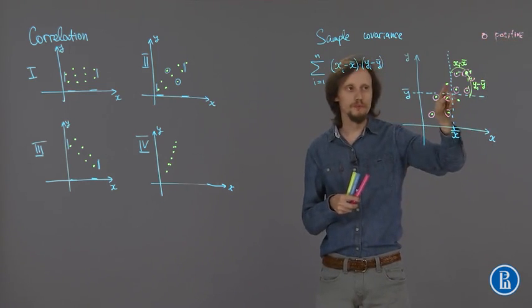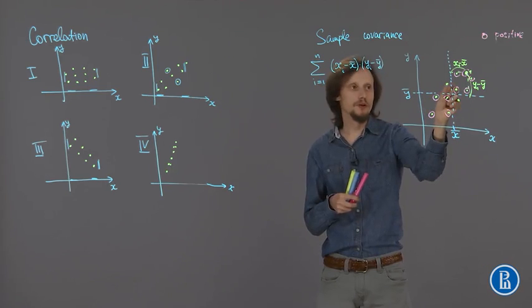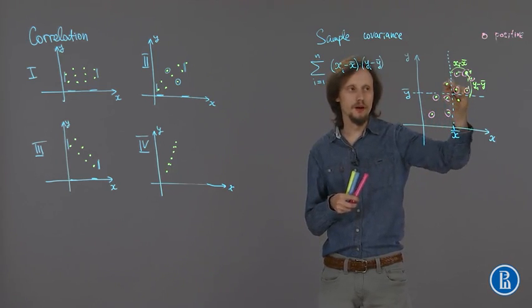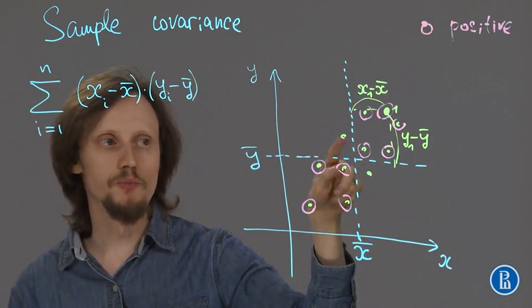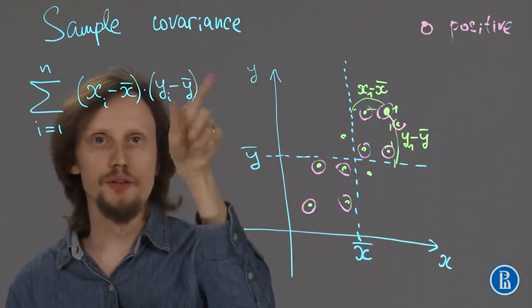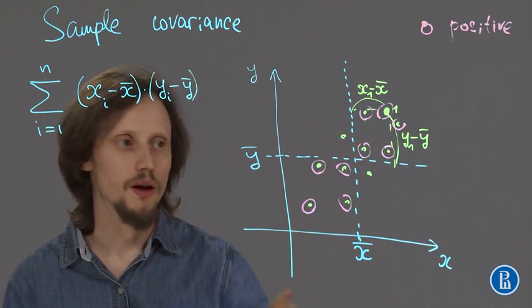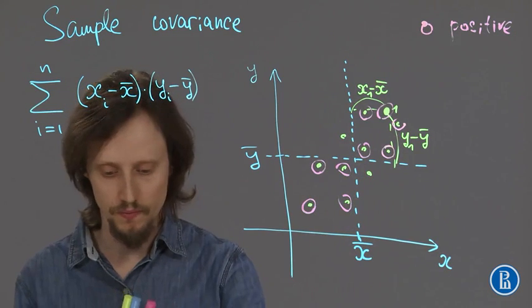What about this point? Here, the difference x minus x bar is negative. But this difference is positive. So this point gives us negative contribution to this sum, as well as this point.